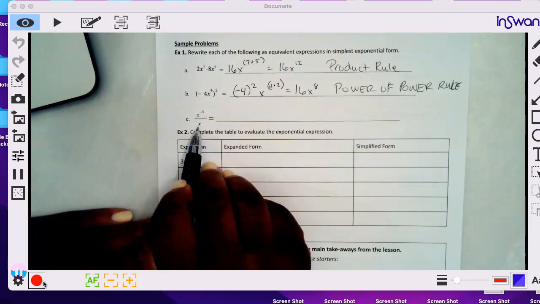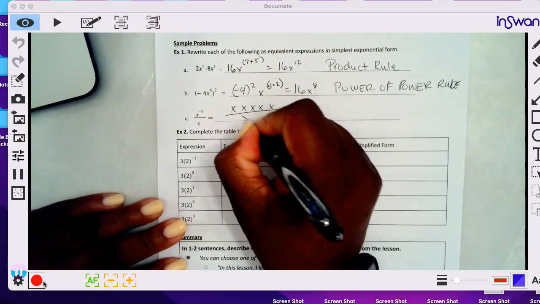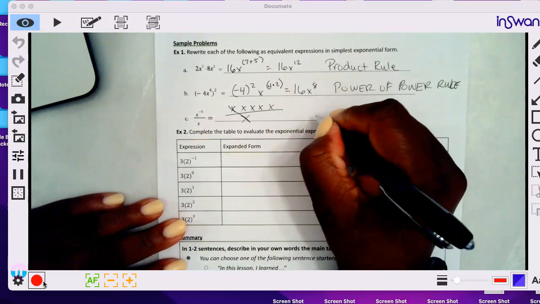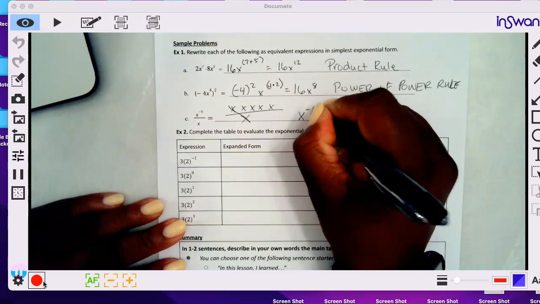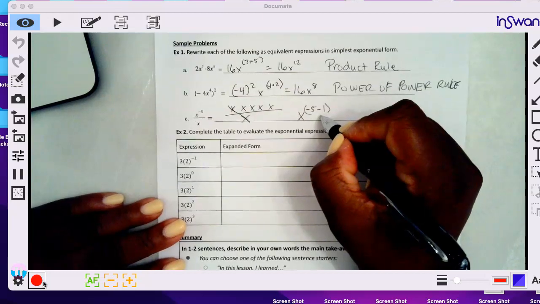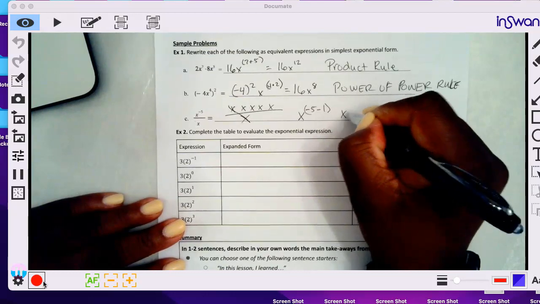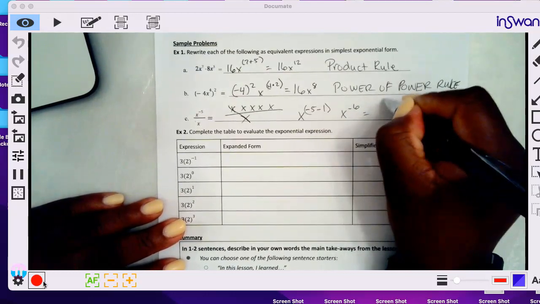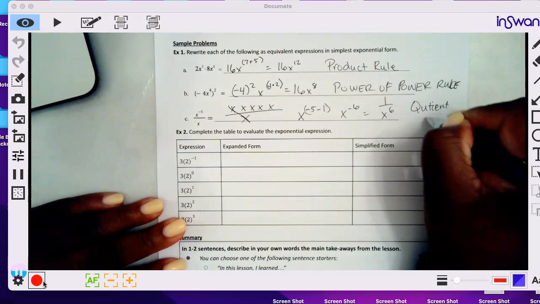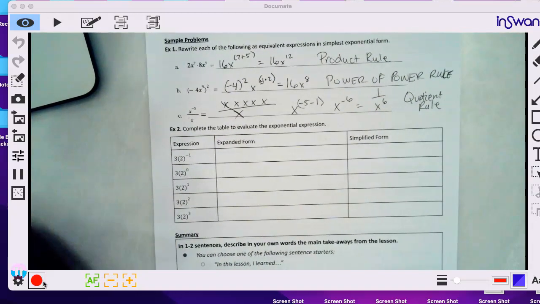x to the negative 5th over x, that's going to give us 1, 2, 3, 4, 5 over the x here. We're going to cross off 1, that gives us 4. So that will be x raised to the negative 5 minus 1, which would give us x to the negative 6, which gives us 1 over x to the 6th power. This is your quotient rule. Okay.